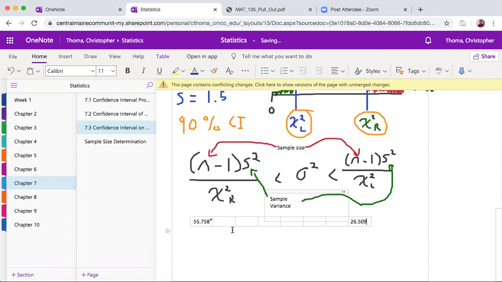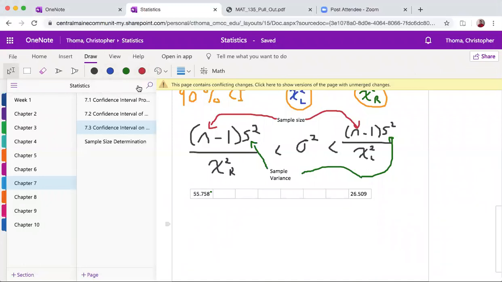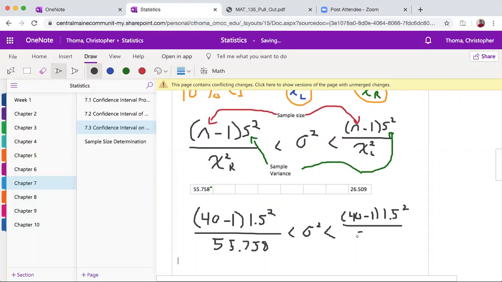Okay, so now I just put the numbers into the formulas. So give myself some room here. 40 minus 1 times s squared. My s was 1.5, so I'm going to do 1.5 and square it, all over 55.758 is less than sigma squared is less than 40 minus 1 times 1.5 squared all over 26.509.